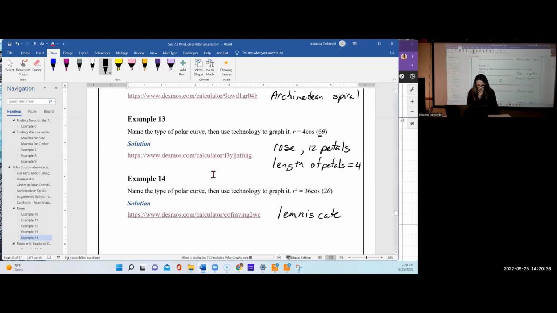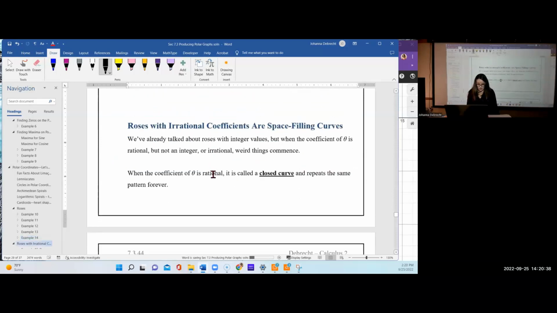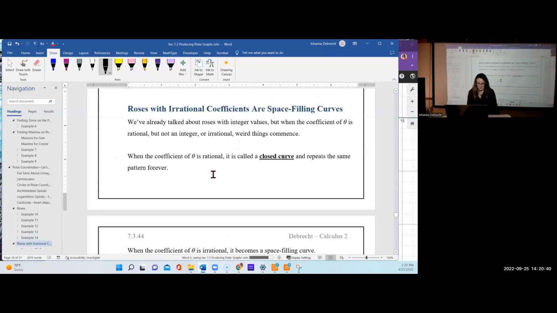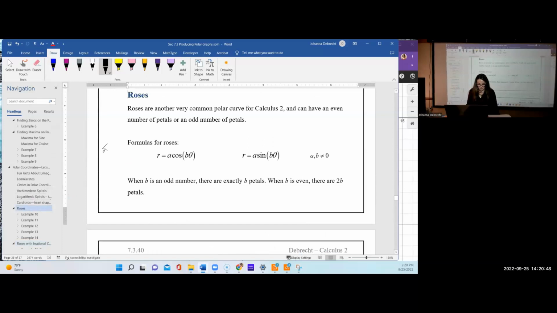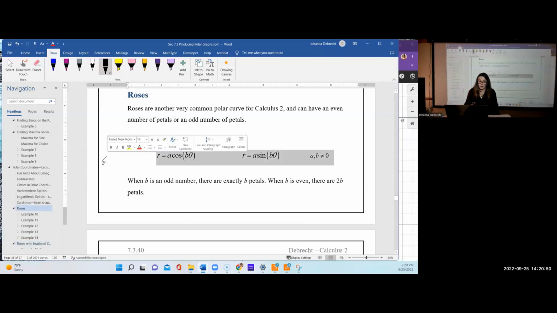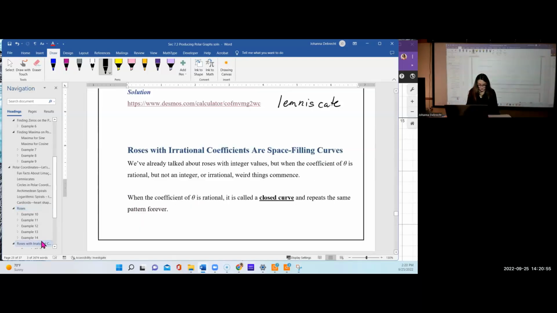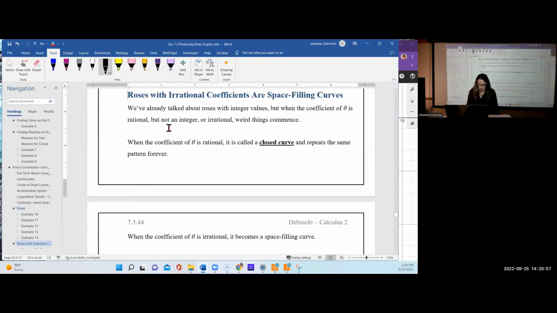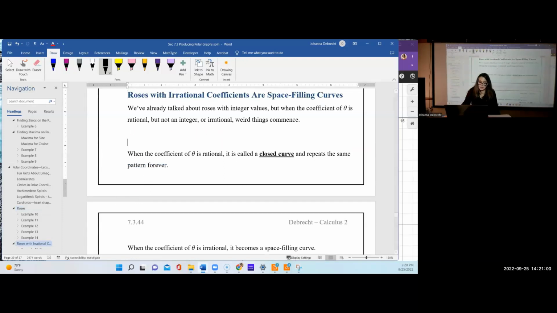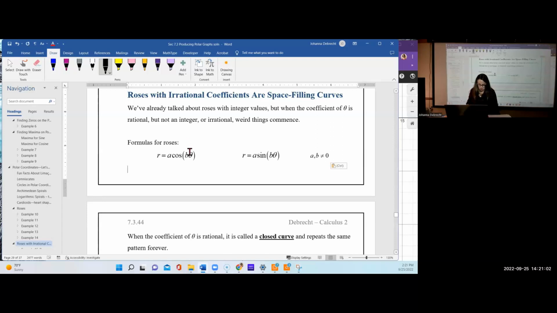Right. And let's now talk about roses that don't have integer values. So let's remind ourselves of what the equation for roses are. So the formula for roses are these right here. And we're going to copy these and then we're going to paste them down below. So there's our formula for the roses. Now the roses we've been looking at, A and B, were integers. What if they're not integers?